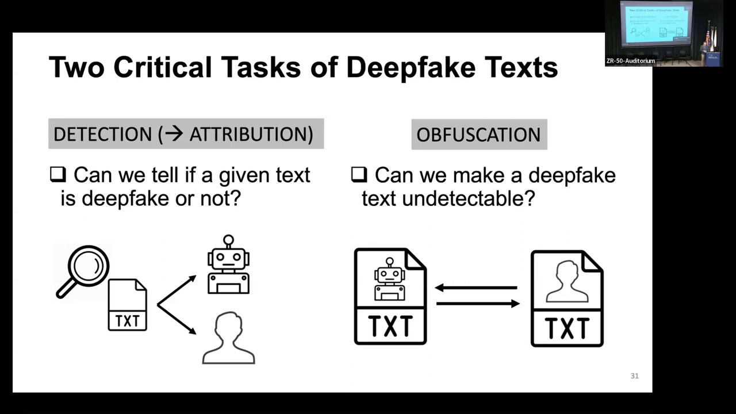The opposite side is also important. For some applications, you have a written text and you want to hide who wrote it. Maybe you need to understand this problem better so that you can prepare better for the attack, or maybe for military applications, this obfuscation might actually come in handy. This is the dual problem of detection and obfuscation. If we have better obfuscation, then detection becomes weaker. If we have better detection, then obfuscation becomes weaker. So it is a dual problem to study.